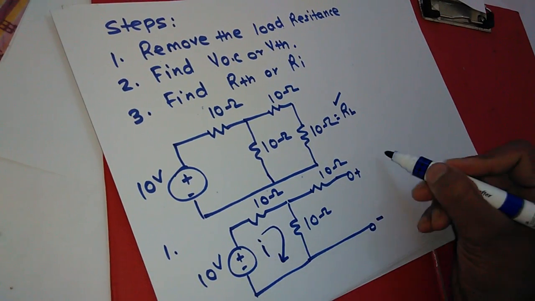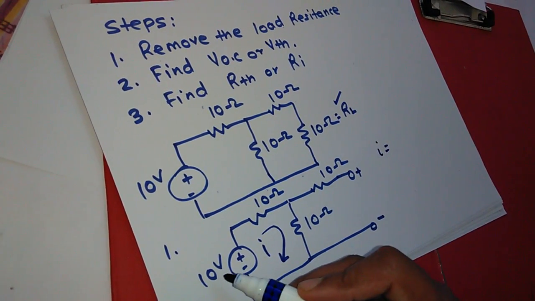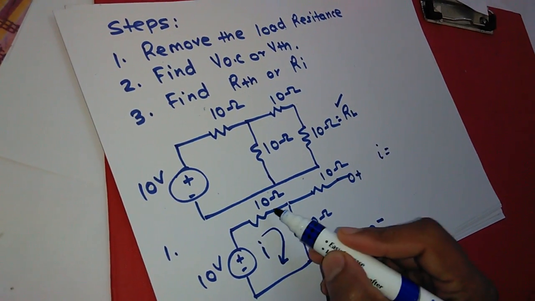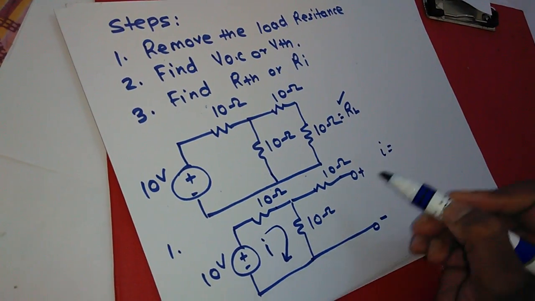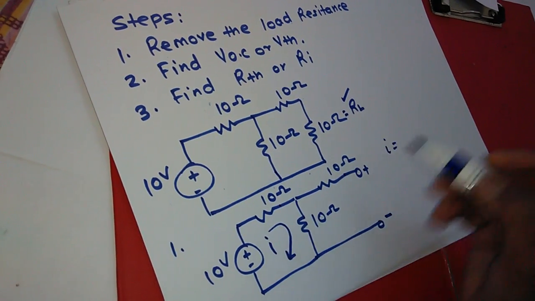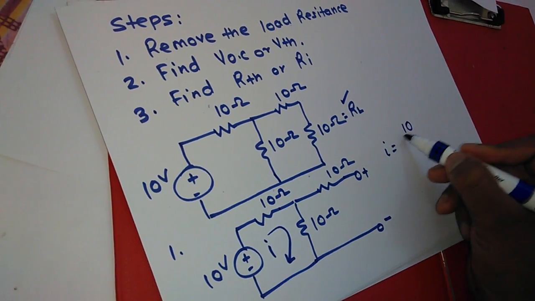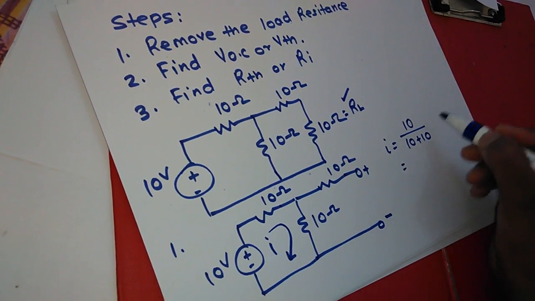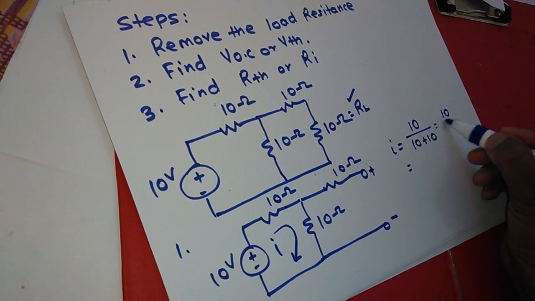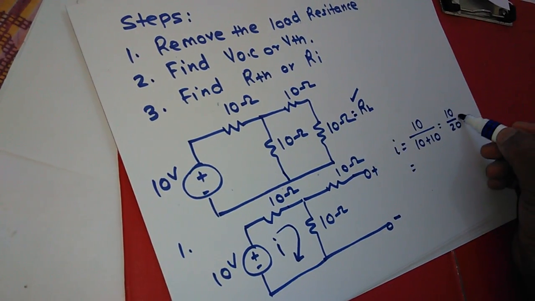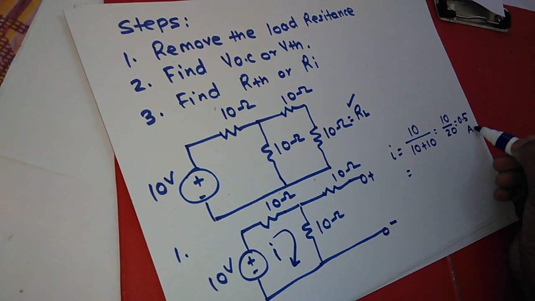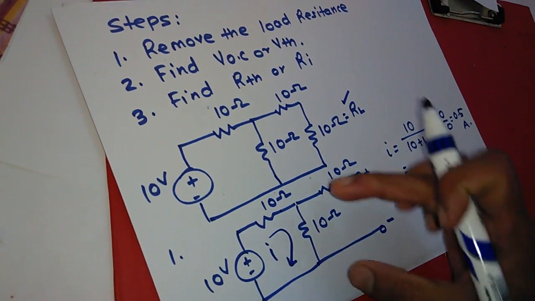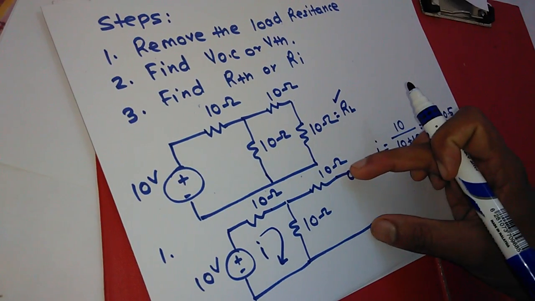So we can easily find I equal to V upon R, and the current is going through this circuit. The 10 ohm and 10 ohm resistances will be there, so the total resistance will be 20 ohm. So I equals 10 upon 10 plus 10, which is 10 upon 20, or 0.5 ampere. So 0.5 ampere is going through the 10 ohm resistance, and this 10 ohm resistance is parallel to the open terminals.